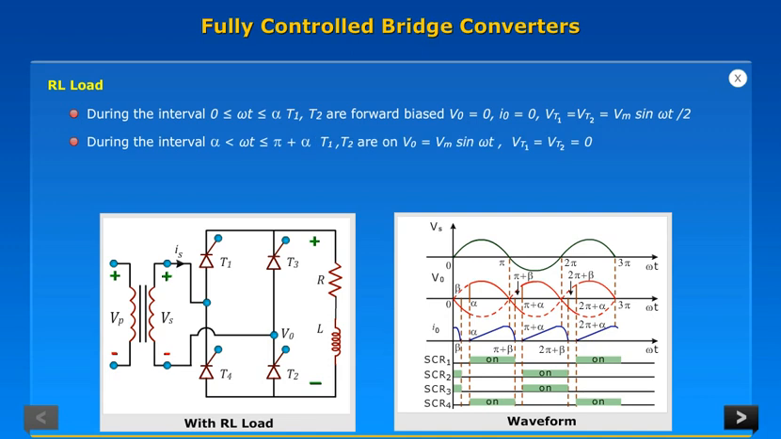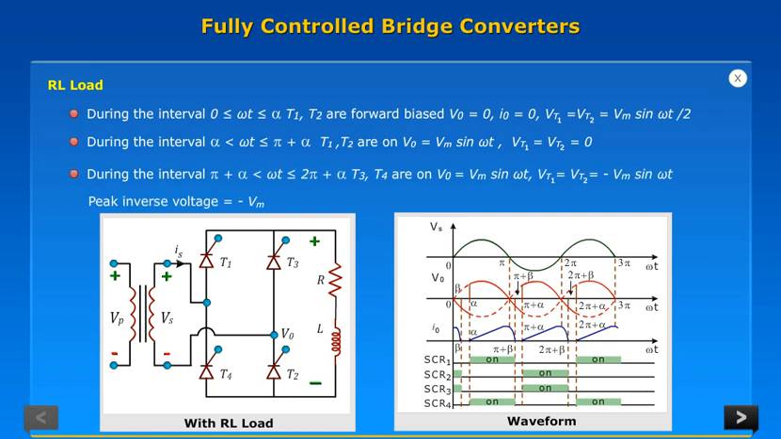During the interval α < ωt ≤ π + α, T1, T2 are on. V0 = Vm sin ωt. VT1 = VT2 = 0.